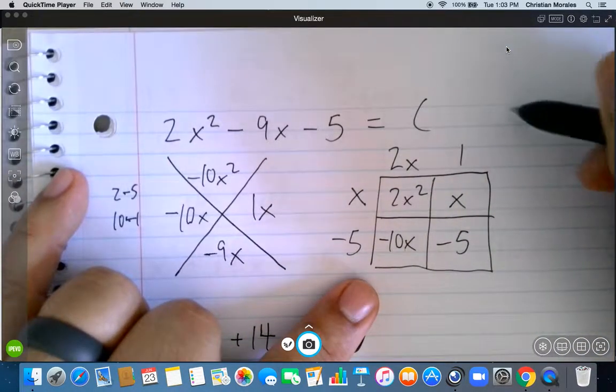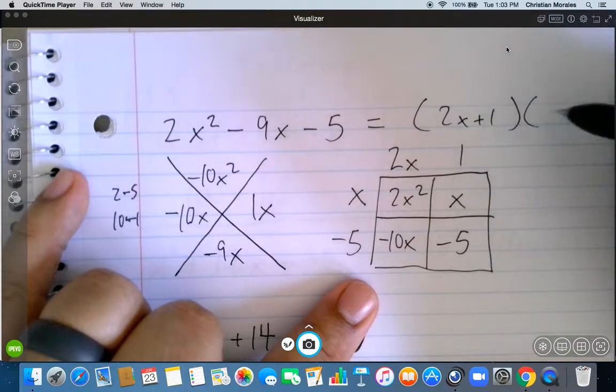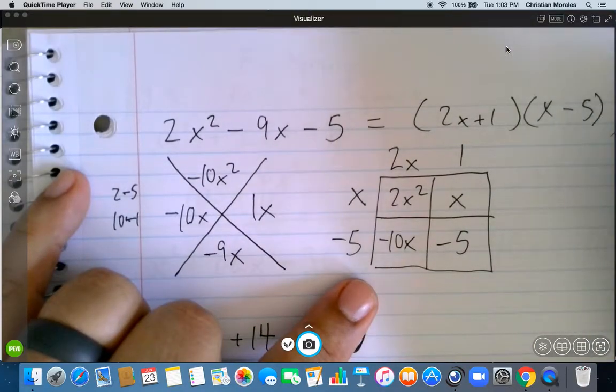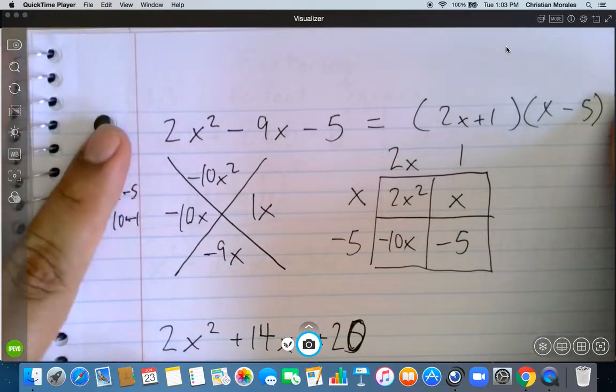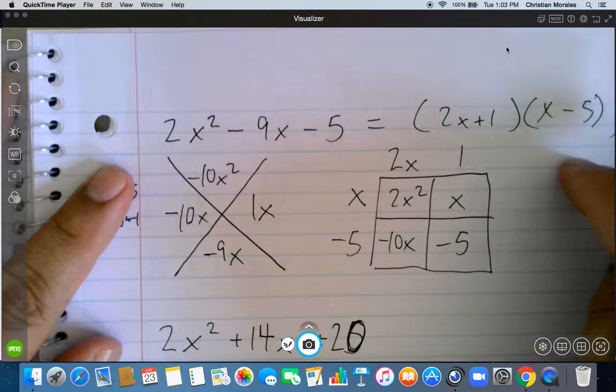My factored form, my two factors, 2x plus 1 and x minus 5. And again, it really doesn't matter which one you put first or second, as long as you put them both together like that.